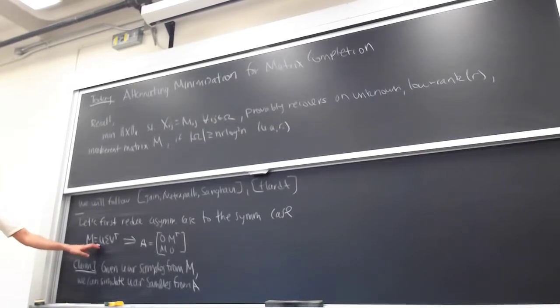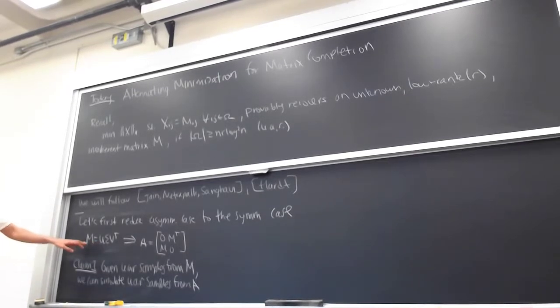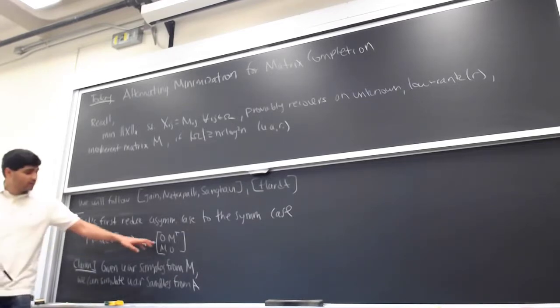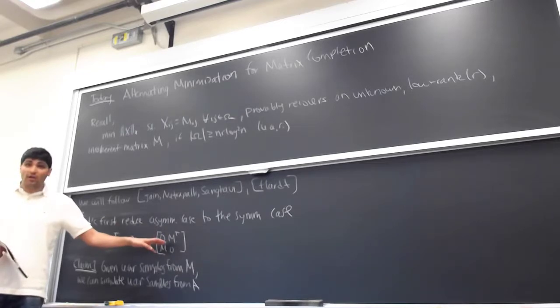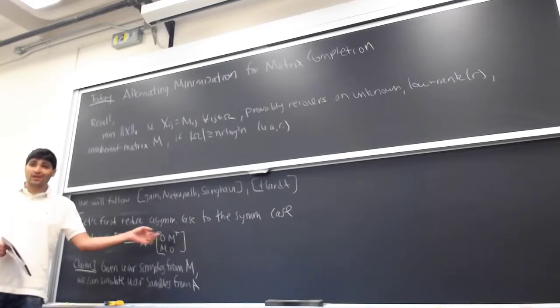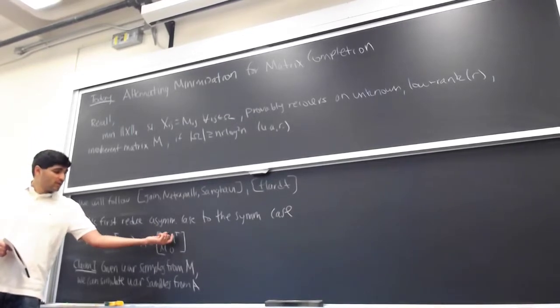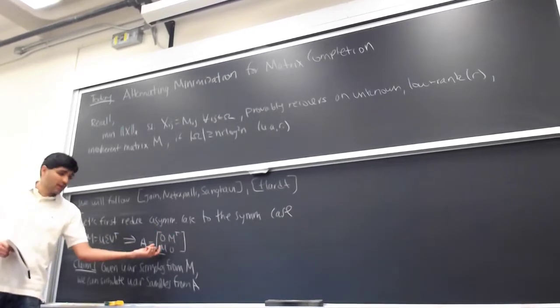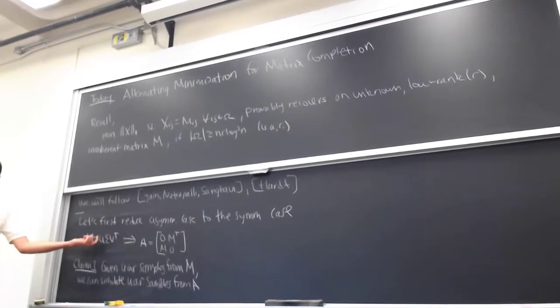So this is true actually for many different sampling models. If instead, for example, you had some probability and each of the entries in M were observed independently, then the same way you can think about a model where you observe each entry in A independently. You observe some of the zeros, but when you happen to reveal some of the entries in here, you're relying on the fact that you've revealed the entries in M. So you can use samples in really many different sampling models to go from one to the other.